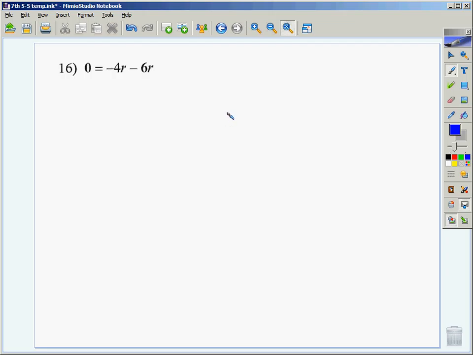Okay, last problem, and I chose this one because it has this 0 over here, and I wanted you to see the process is exactly the same. Nothing changes. The first thing we're going to look for is to see if anything would simplify. Are there like terms? And you can see I have a negative 4r and a negative 6r that I can put together. Negative 4 minus 6 more would be a negative 10r.